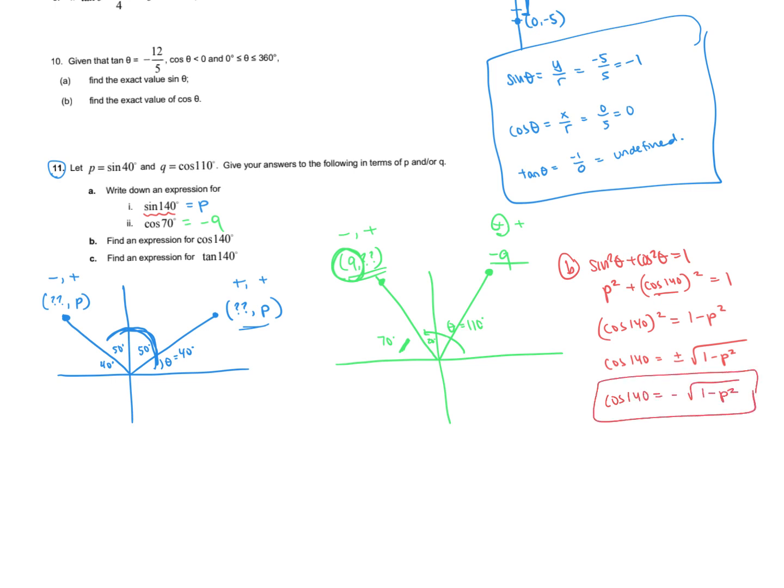Okay, and then C, to find tangent of 140. Well, we know tangent is sine over cosine. Sine of 140 is P, cosine of 140 is negative square root of 1 minus P squared.